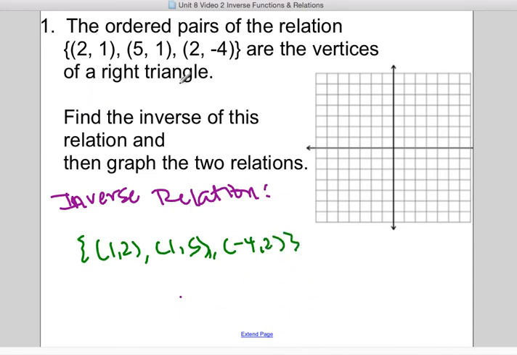Let's first graph the original relation. So we have (2, 1), (5, 1), and (2, -4). So this is my original relation. Okay, there's my triangle. It's not perfect, but it's going to have to do. Then my inverse relation, let's go ahead and graph that. We have (1, 2), (1, 5), and (-4, 2).